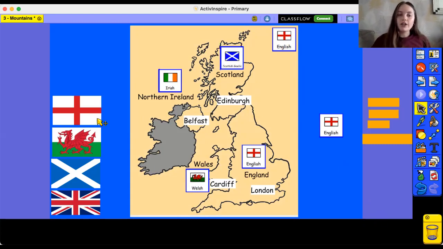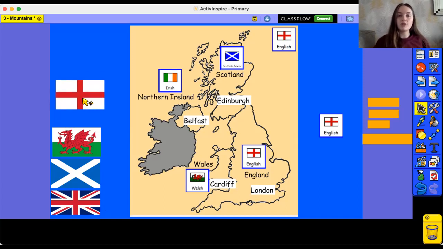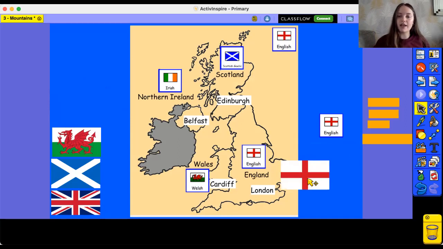So last of all, let's look at the flags. We looked at the flags last week of the different countries. Where does this flag belong to? The language in the communicating print might give you a clue. Fantastic, this is England's flag.